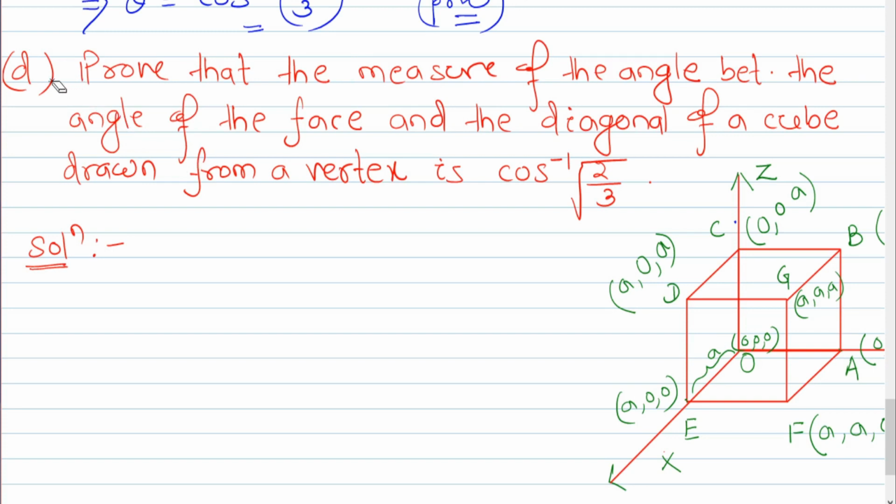Now we read the question 6D. That is, prove that the measure of the angle between the diagonals of a face and the diagonal of a cube drawn from a vertex is cos inverse this much. That means the main diagonal and the face diagonal.